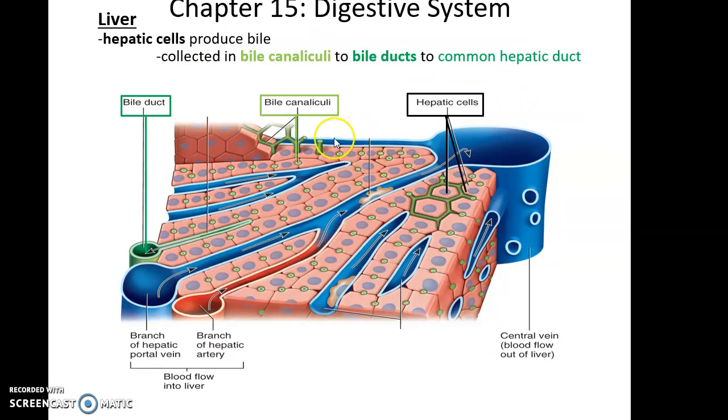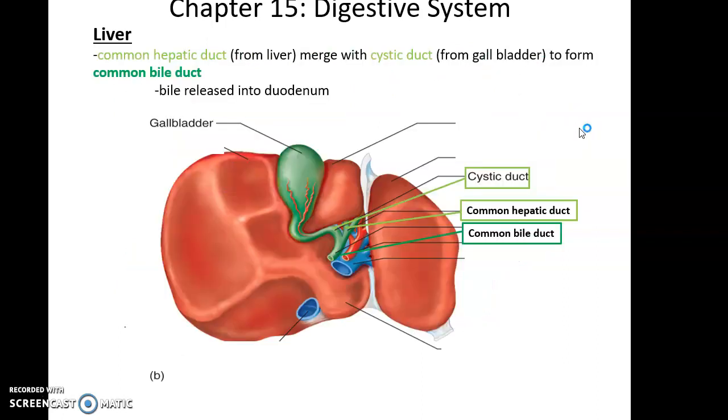Also associated with the liver are these tiny little canaliculi that carry bile. So bile canaliculi then fuse to form bile ducts that lead to the common hepatic duct. And they are, as I said, carrying bile that the hepatic cells, the hepatocytes, have produced. And bile will then travel through the common hepatic duct into the common bile duct and eventually merge with the cystic duct coming from the gallbladder. And then that common bile duct releases the bile into the duodenum.